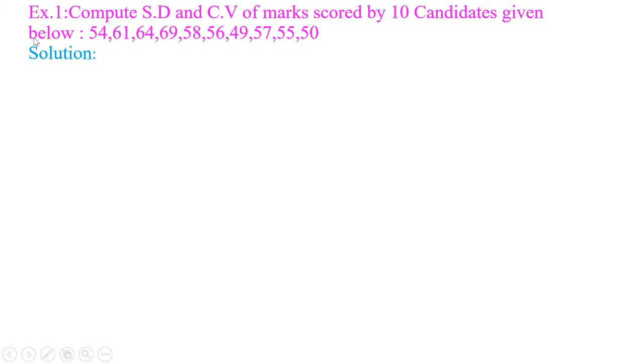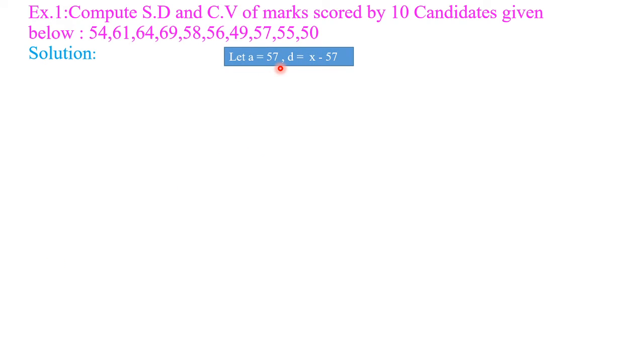Students, let us solve some examples of standard deviation and coefficient of variation from the deviation method. Example number 1, compute SD and CV of marks scored by 10 candidates given below. The data is given: 54, 61, 64, 69, 58, 56, 49, 57, 55 and 50. Solution.